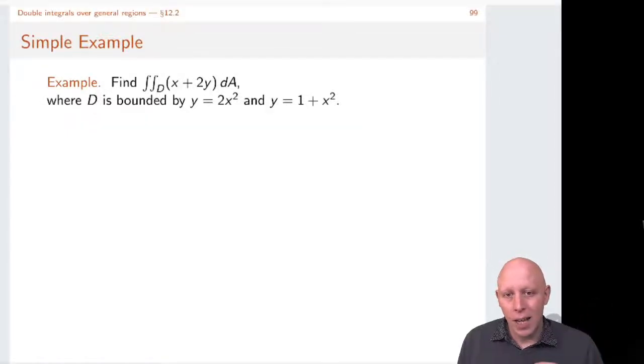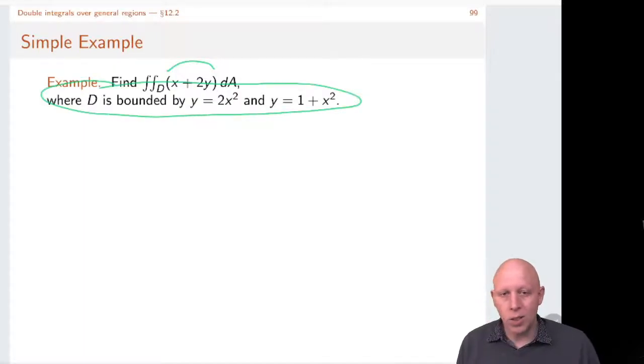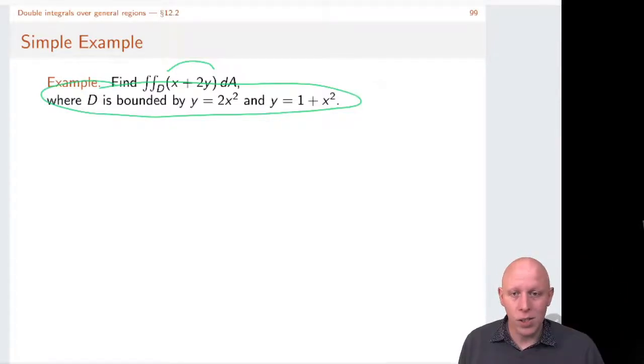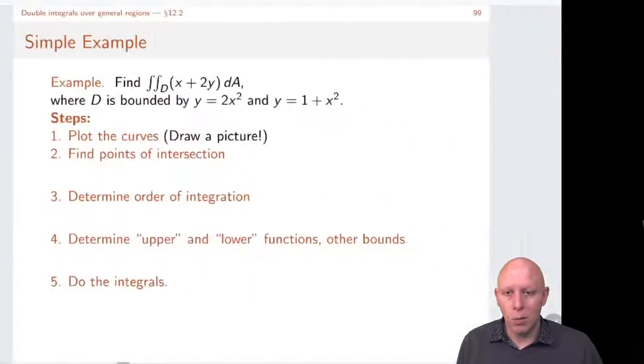Hi, welcome back. Now let's do some examples of integrating a double integral over a region that is not a rectangle. So we're given a function and we're given a region that's defined in terms of some curves. And what we'd like to do is figure out what is the net volume under this surface above this region. So here are the steps you should always go through when you're working on such a problem.